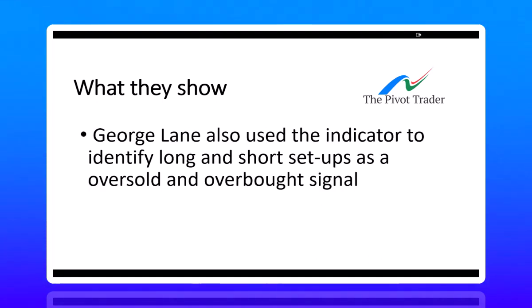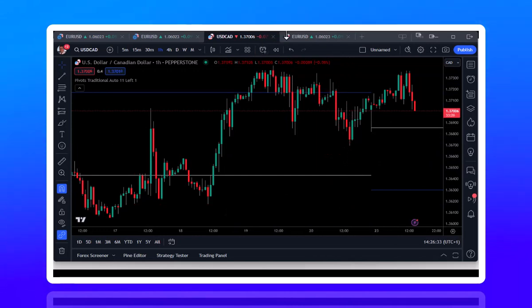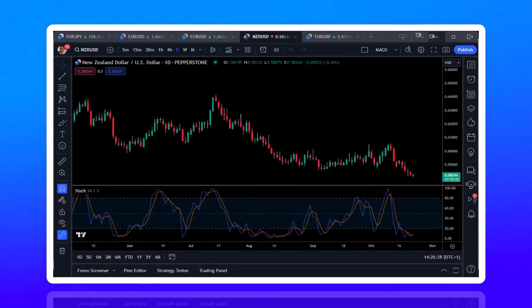But then he went on to look at the indicator and identify just long and short setups as the oversold and overbought areas, so i.e. minus 20 and plus 80. So best thing to do before we look at what you must really know is have a look at what they look like. And I've immediately gone to the wrong chart. There we go. Let's get the right chart up.